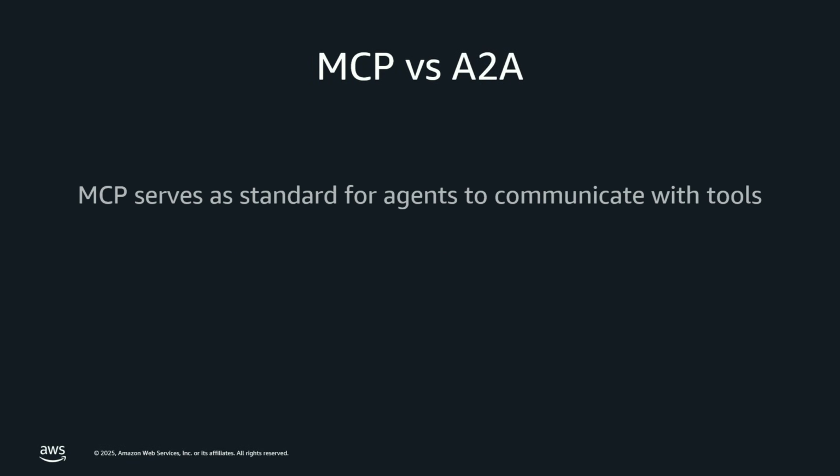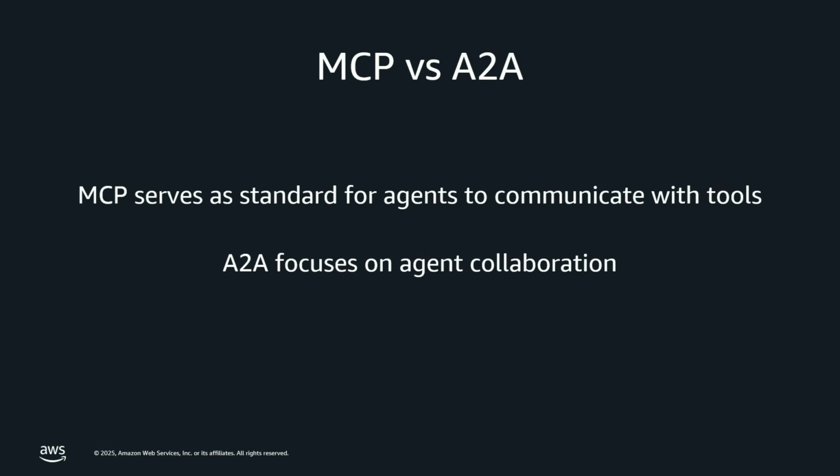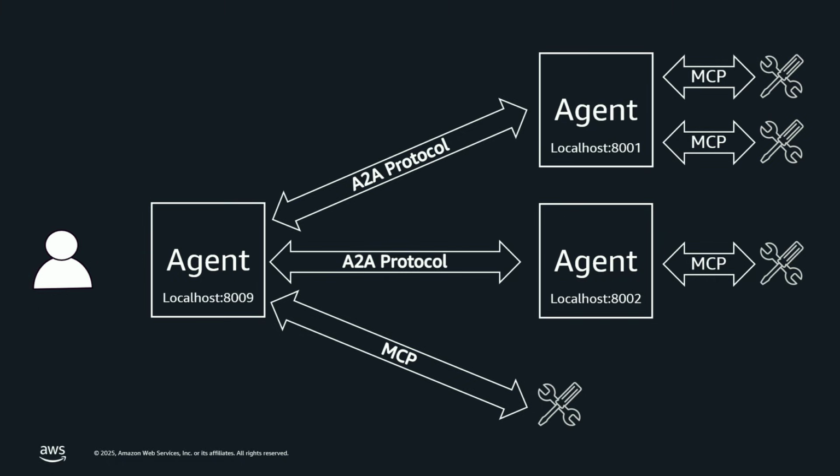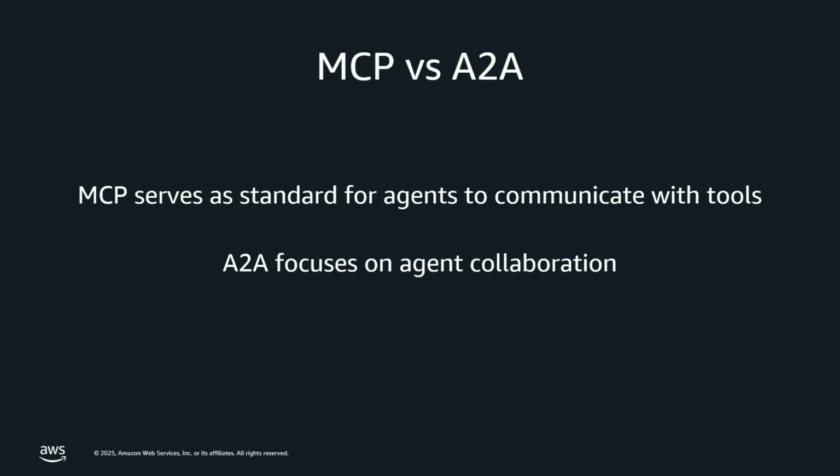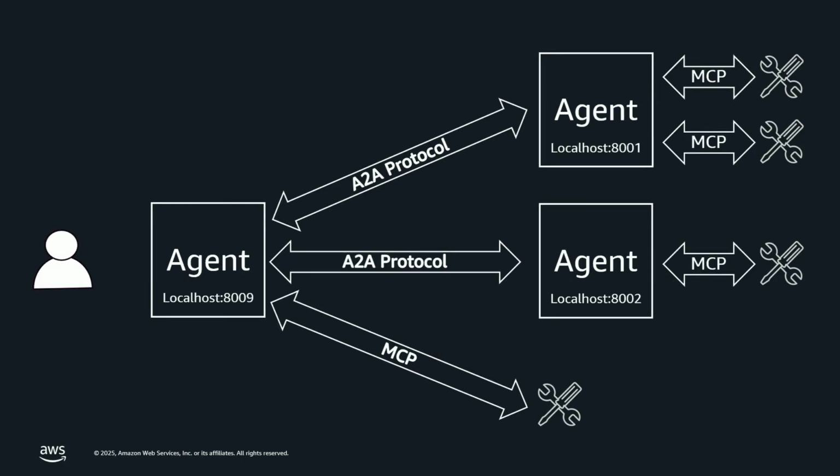So basically, to sum it up, MCP versus A2A. MCP is to communicate between agents and tools, and A2A is for the communication between agents.